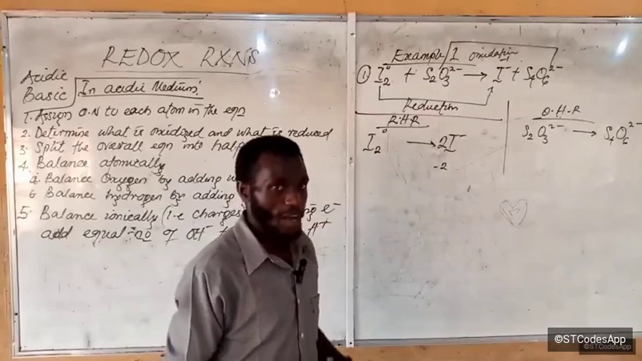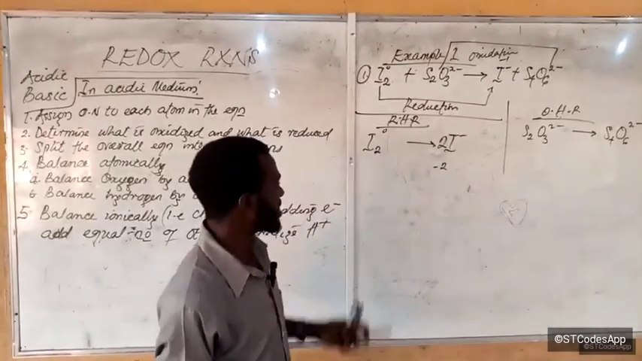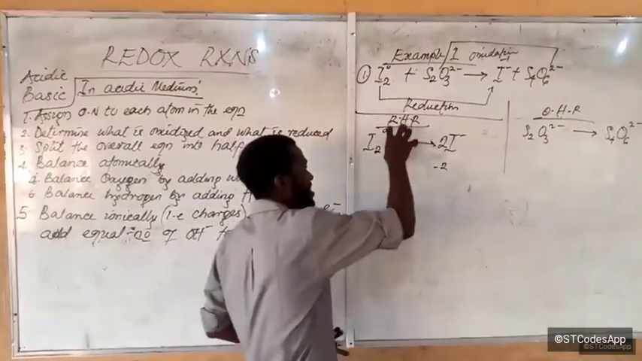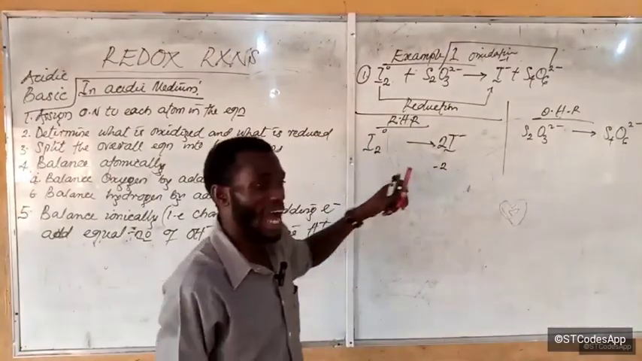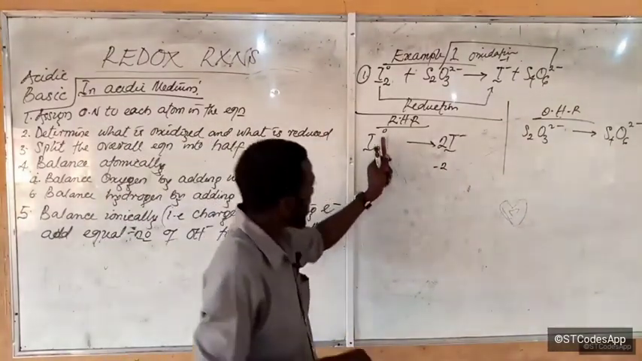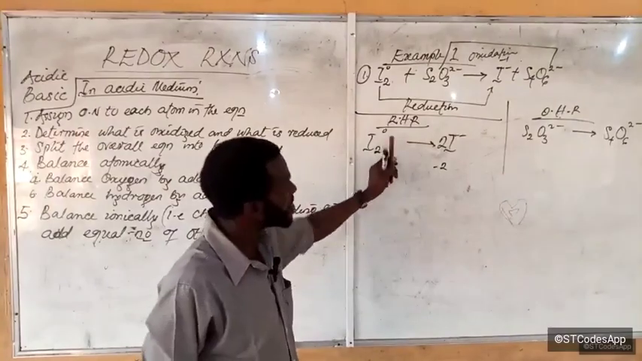Is that okay? But how do you even know where to add them? You know where to add them by checking the side with the highest number of charge. The highest charge is here, which is 0. The charge here is -2. So you add electrons to the side with the highest number. Is that okay? So this side is with the highest number 0, and this side is -2. So we'll come and add the electron to this side, which has the highest number.